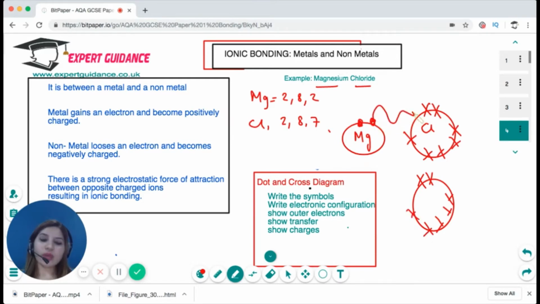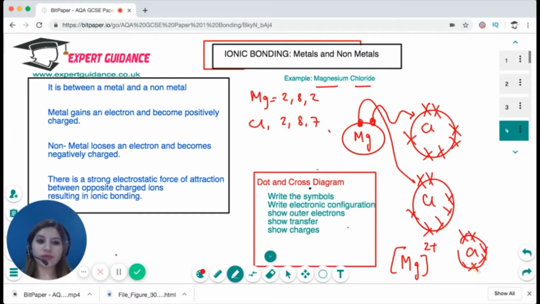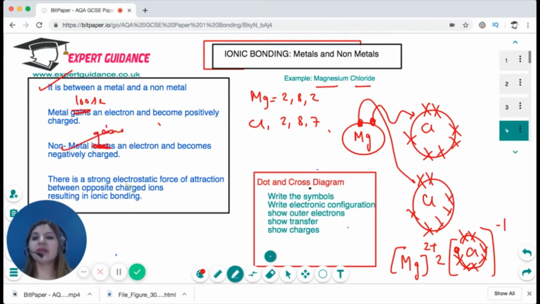Magnesium will be losing 1 electron to chlorine. Magnesium has to get rid of 1 more, so it will take the help of another chlorine. And then at the end, magnesium has lost 2 electrons, so it will have a 2+ charge. Chlorine has 7 electrons plus the one gained, with a 1- charge, and there are 2 chlorines. So ionic bonding is between a metal and a non-metal. The metal loses an electron, remember, and becomes positively charged. The non-metal gains an electron and becomes negatively charged. There's a strong electrostatic force of attraction between oppositely charged ions, resulting in ionic bonding.